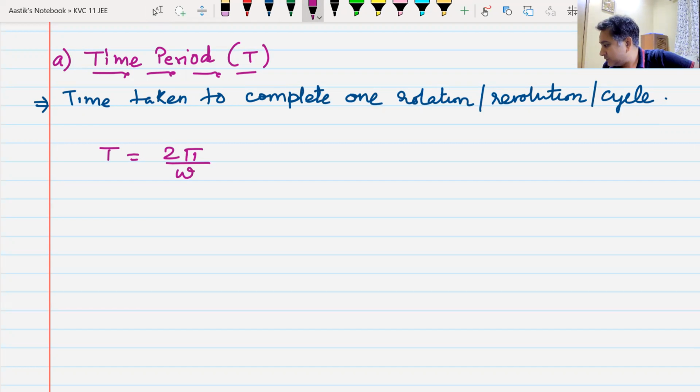Chalo, so there is hope. Time period is 2 pi by omega. As soon as you come across time period, the next term that comes is the SI unit. What is the SI unit of time period? Tell me fast.